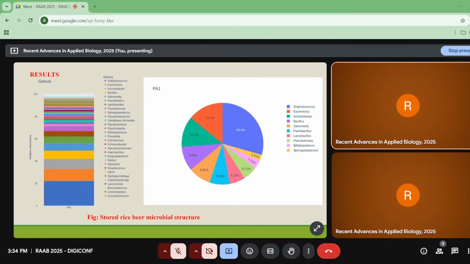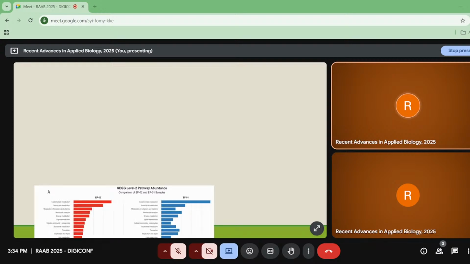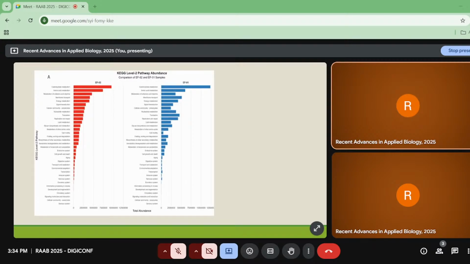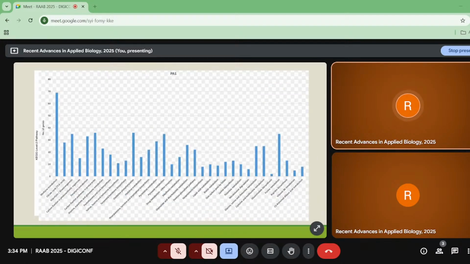So now the question is how to make sure the pathogen cannot be there, and at which level it will have the most probioticness. These are the important questions. If you see the metabolism, carbohydrate metabolism is the highest in both EF1 and EF2. And for PA1, methane metabolism is the highest, of course, because it is degrading.